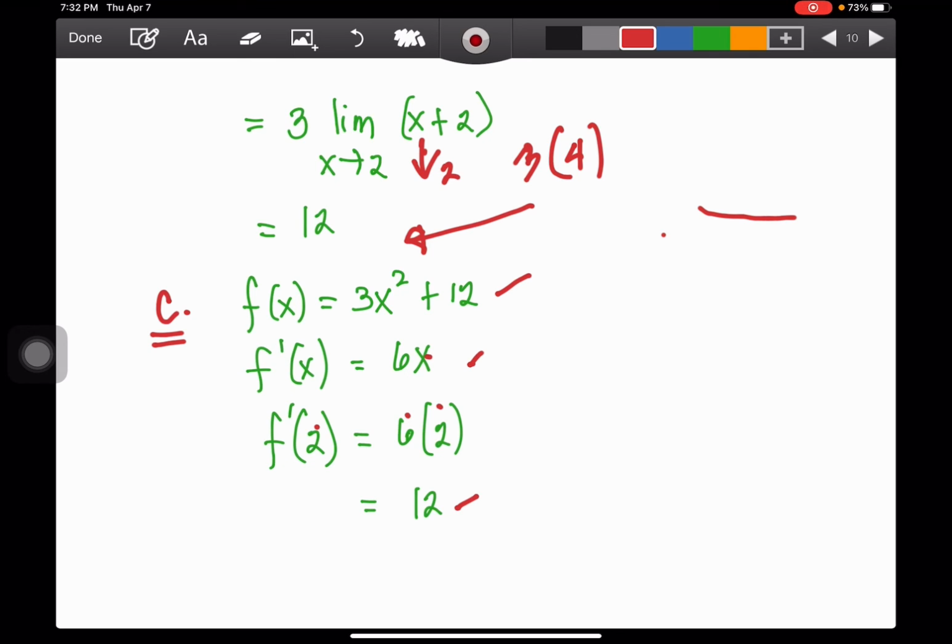So in the next video discussion, we shall discuss more examples now of getting the derivative using formula number 1.